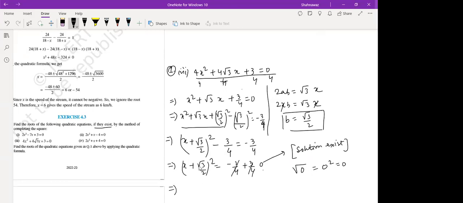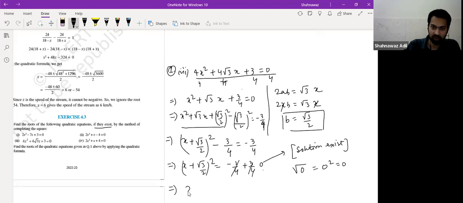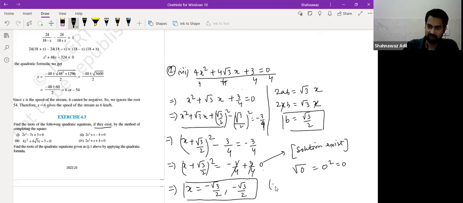So x plus root 3. So the solution is minus root 3 by 2 and minus root 3 by 2, right? So the solution exists and they are equal. So you have x plus root 3 by 2 into x plus root 3 by 2, and this equals 0. So you have x equals minus root 3 by 2, x equals minus root 3 by 2. So two solutions and they are equal, right?